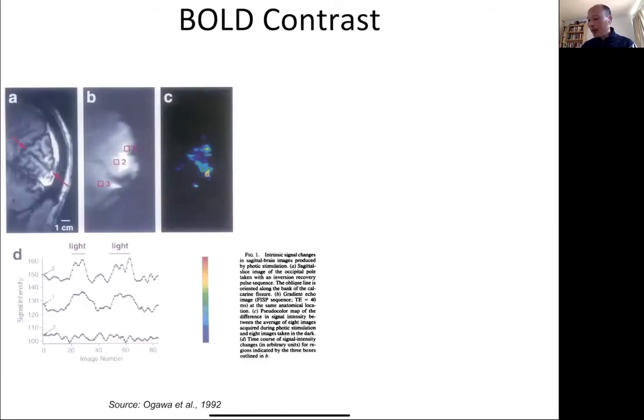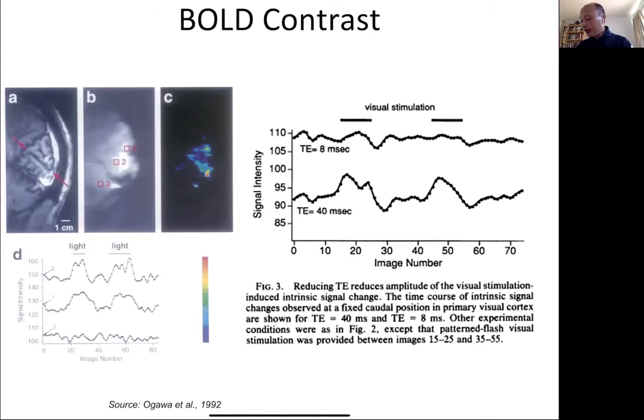So let's talk a little bit about what the mechanism is. And remember, these were some slides from the original image. Once again, emphasizing that when we had a longer echo time of 40 milliseconds, we got a nice signal. And when we had a shorter echo time of 8 milliseconds, we had a much reduced signal.